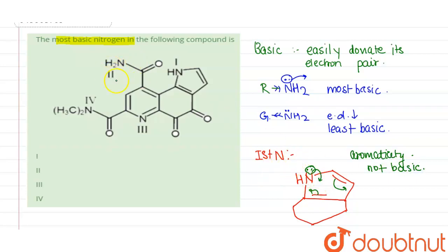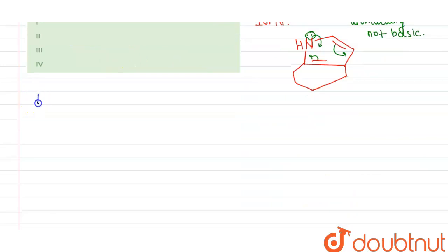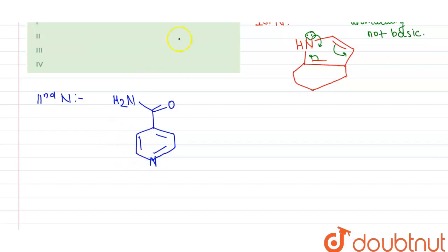So the next one, the second one. If we see the second nitrogen, it is present as the NH2 group, here it will be a C double bond O group, and here is a nitrogen atom, and this nitrogen will be attached to the next one and this carbon atom here. So this is the second nitrogen present here.